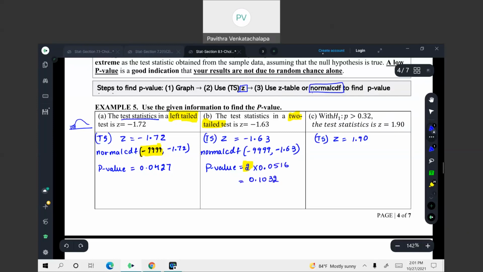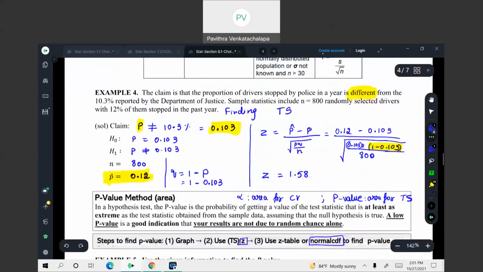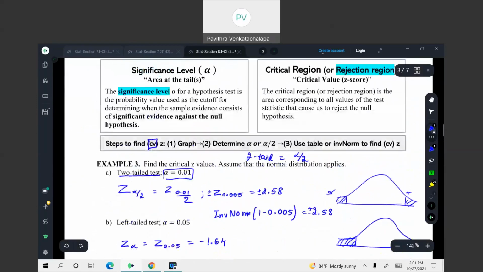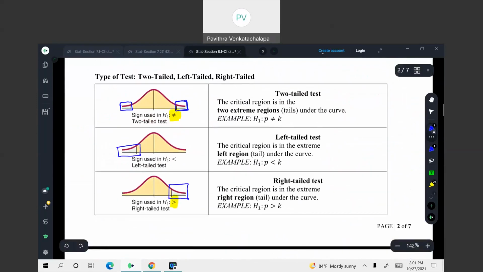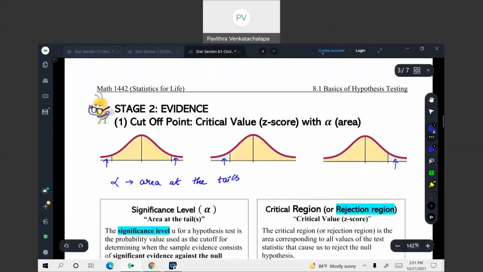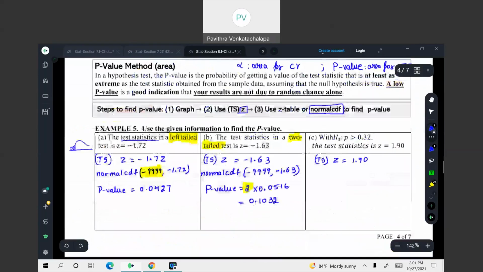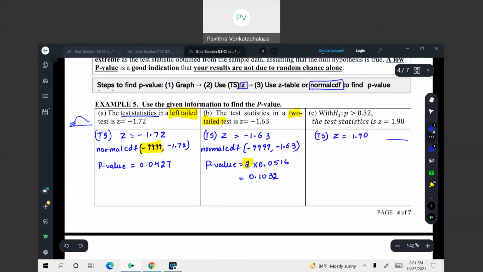Now you have the z-score given, but the test is not specified, so they say it is greater. So if it is greater, what is the test? We'll go back to the table. Now it is greater. If it is greater, it is a right tail. So you can say it is a right tail. Okay. So you will use normal CDF.